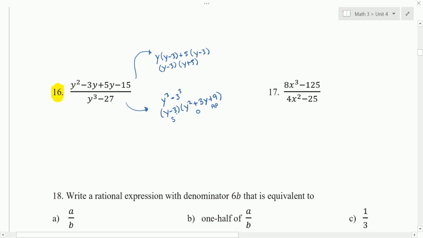So now we can come back to our fraction and write y minus 3 times y plus 5 divided by y minus 3 times y squared plus 3y plus 9. And we divide out the y minus 3's, and we end up with y plus 5 over y squared plus 3y plus 9.